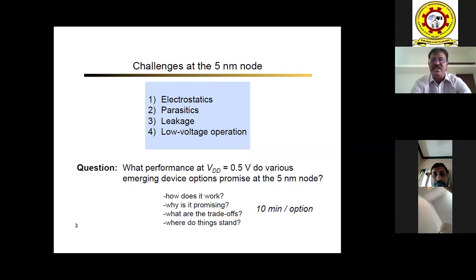In such a case, what kind of devices should you be looking into to fulfill your performance and your requirements, okay? So how does the device work when you're giving 0.5 volts as your VDD? How does it work, and why is it promising? You know, a conventional FET doesn't function anymore beyond the 20 nanometer node, then how about the other devices, are they promising for us? And what kinds of trade-offs should we be looking into while focusing on certain design parameters? And where do we actually stand at the moment?